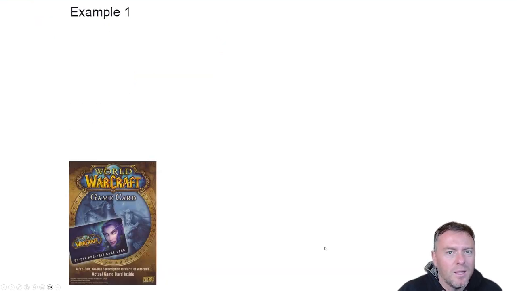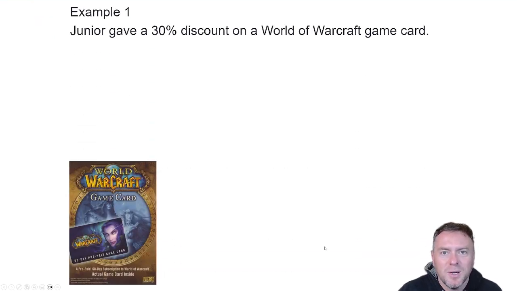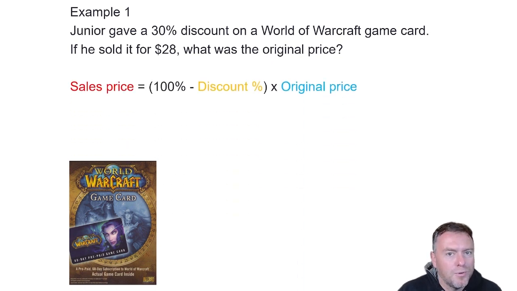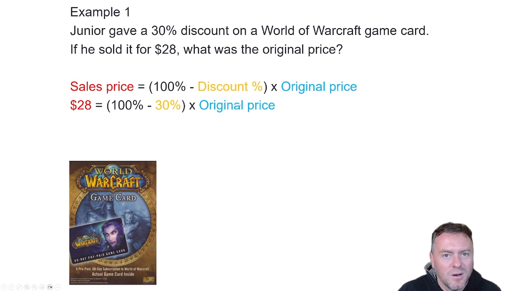So if I have this example with a 30% discount on a World of Warcraft game card, and he sold it for $28, and I wanted to work backwards and work out what the original price was, pretty much we need to just fill in this blank. So we've got the sales price is equal to 100% minus the discounted percent times the original price. So if we go $28 is equal to 70% of the original price, we've got this really neat little function.